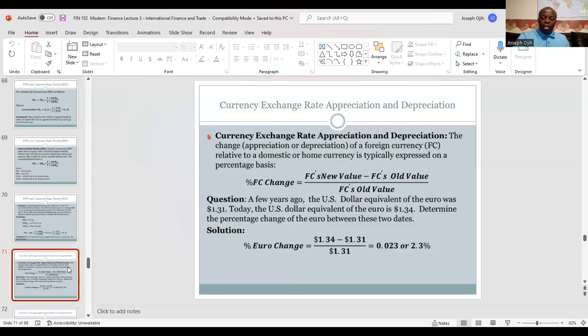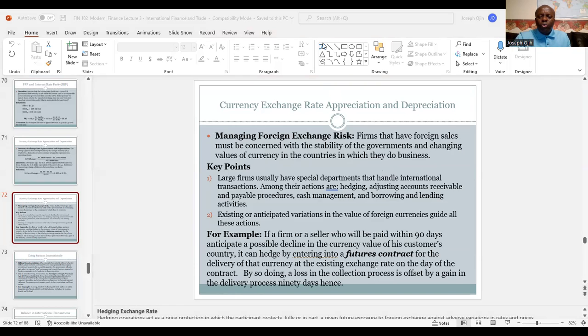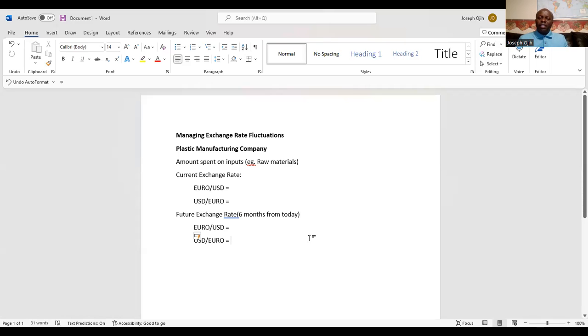Now, like I mentioned earlier, how does it affect business? Well, those businesses that have foreign sales have to be concerned with the stability of the government and changing values of the currency in the countries where they do business. I want to explain how it works in a brief way. So let's say that you have a business, and what you do is you produce plastics, and you buy raw material from Europe.